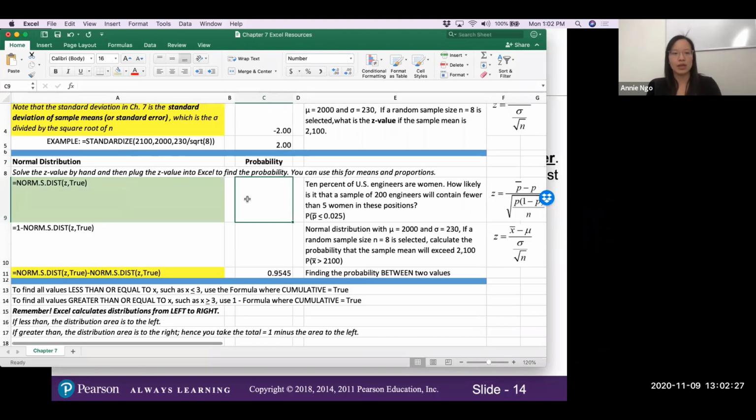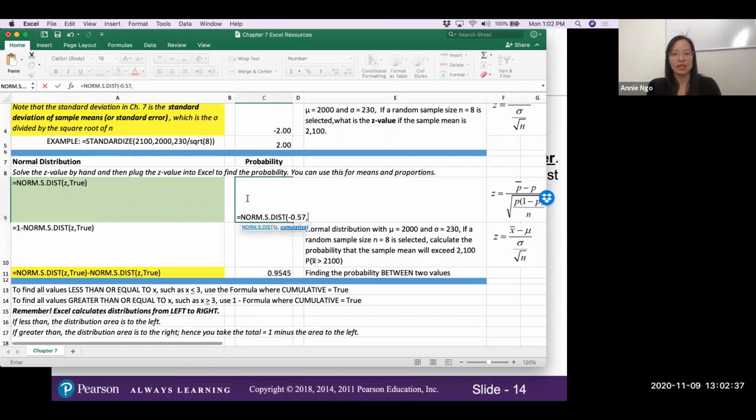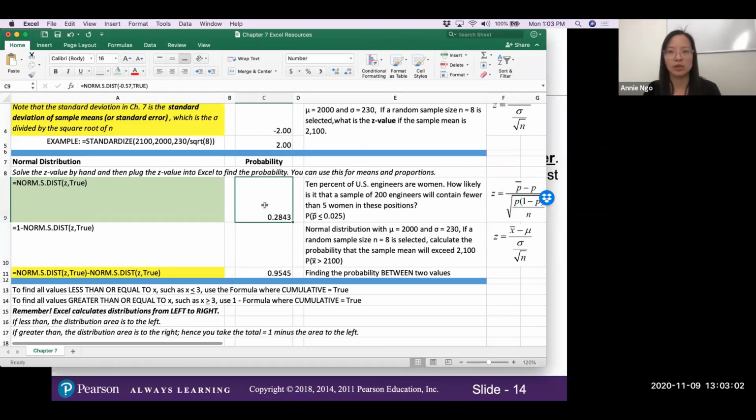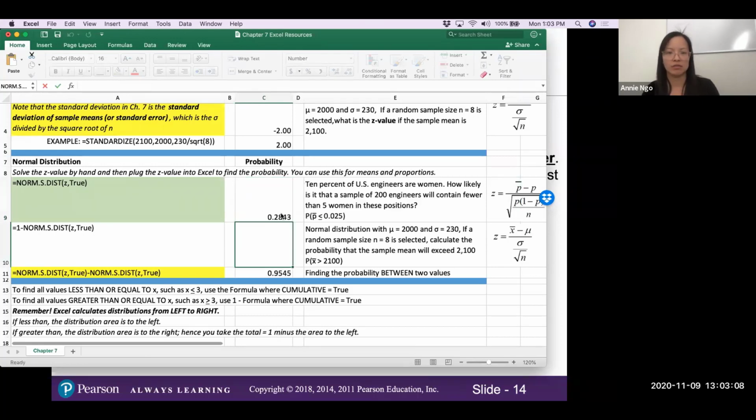So go ahead and type in equals norm.s.dist, parentheses, type in negative 0.57. That's what we got when we plugged in all of our variables into this formula here. And then type in true. What do you get? So double check: norm.s.dist, negative 0.57, 0.2843. Fantastic.